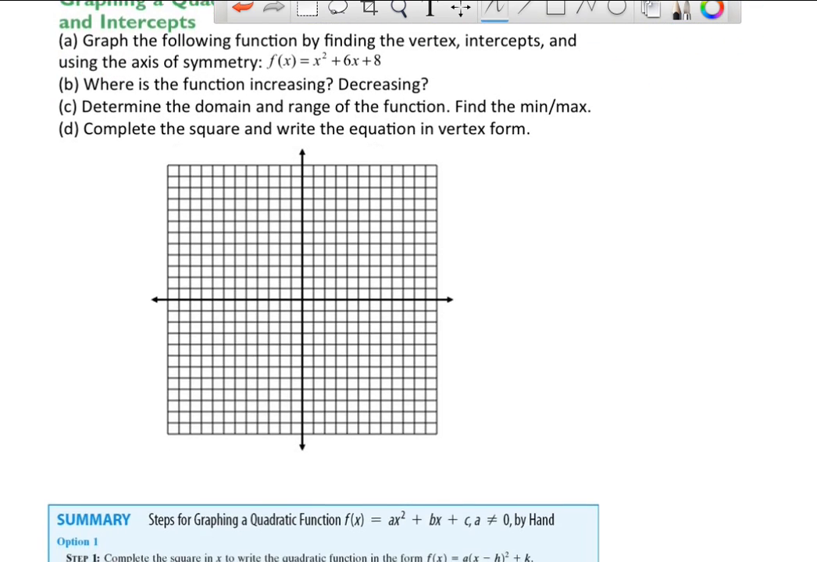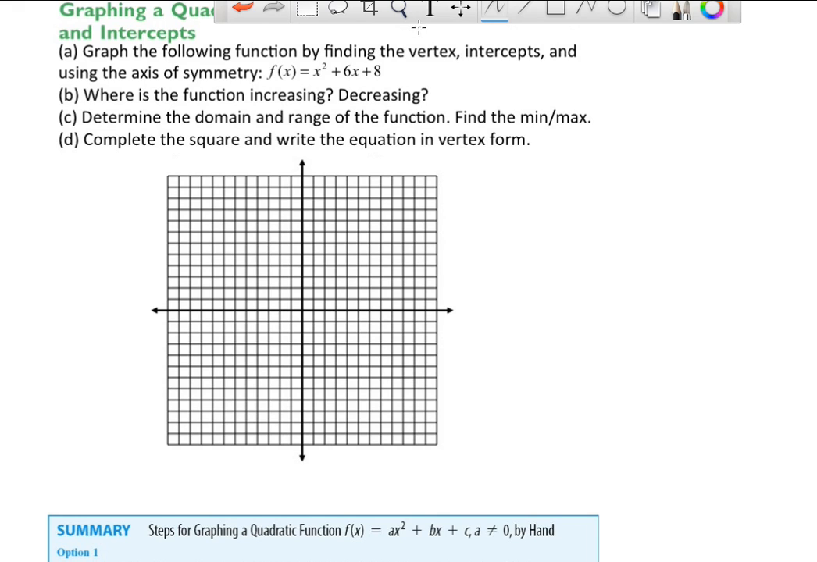Alright, so let's do one without vertex form. So graph it by finding the vertex. Negative b over 2a. So that's negative 6 divided by 2. So the vertex happens at negative 3.